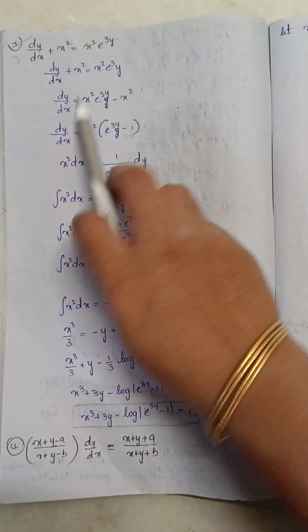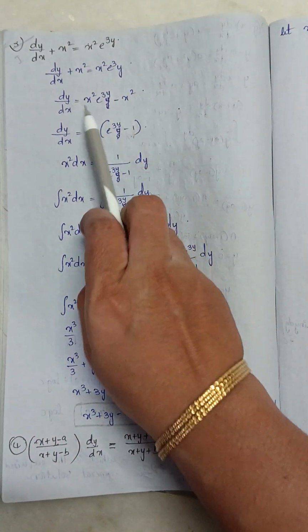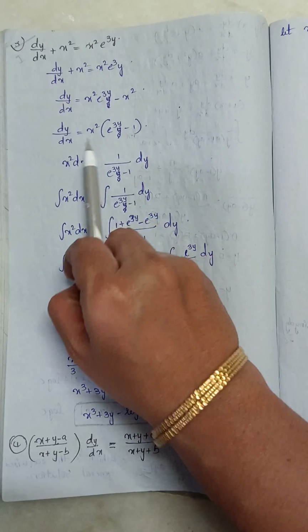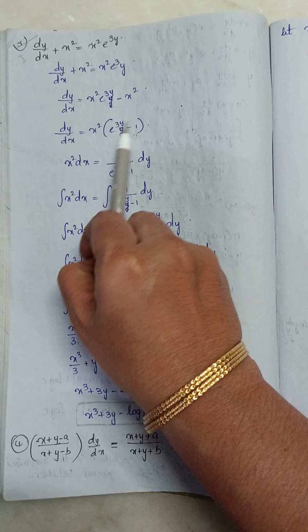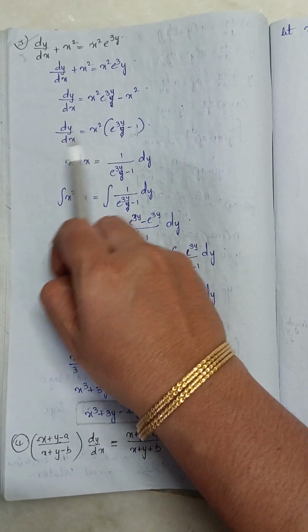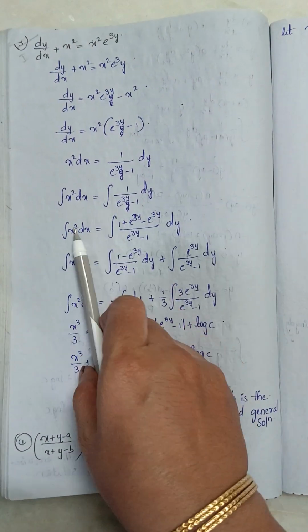See this simple one. Take this x square to this side, then take x square common, then we have the y term separately, x term separately. So take this x term to this side, y term to this side. So 1 by (y term) into dy, here x square into dx. Take the integration.